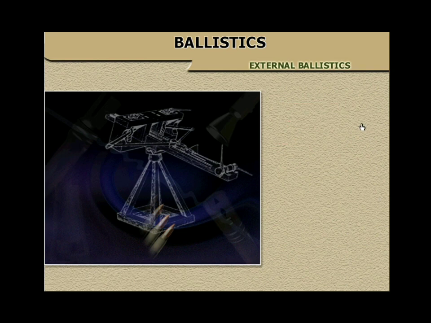Air resistance. It is the retarding force acting in the opposite direction of the projectile motion. The air resistance acts in a number of ways. These are head resistance or forebody drag, base drag, skin friction, and excrescence drag.